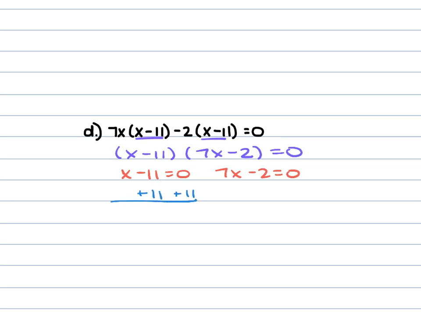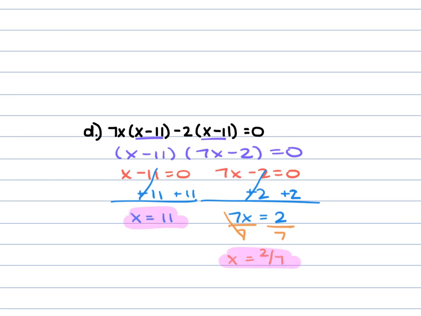So add the 11 over, we get x is equal to 11. Add the 2 over, we get 7x is equal to 2. Then divide each side by the 7. We get x is equal to 2 sevenths. So 11 and 2 sevenths are our solutions.